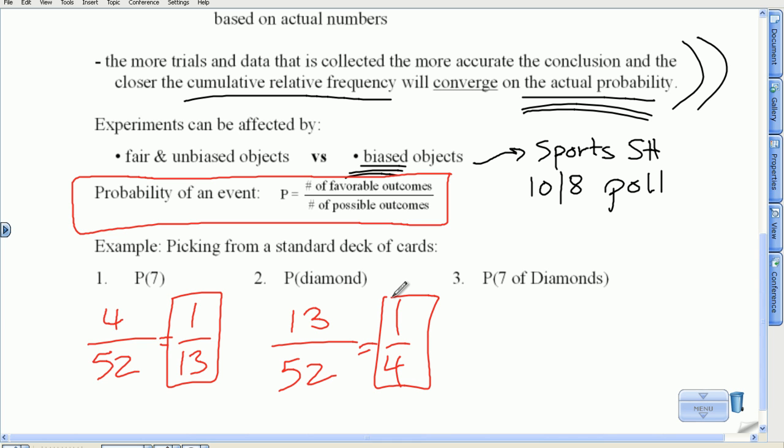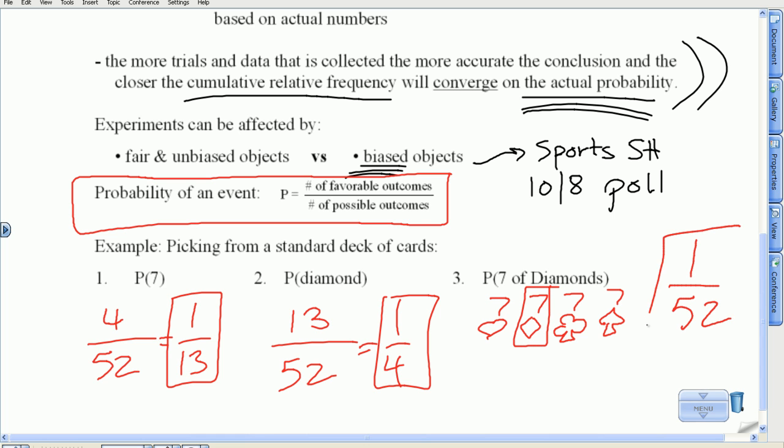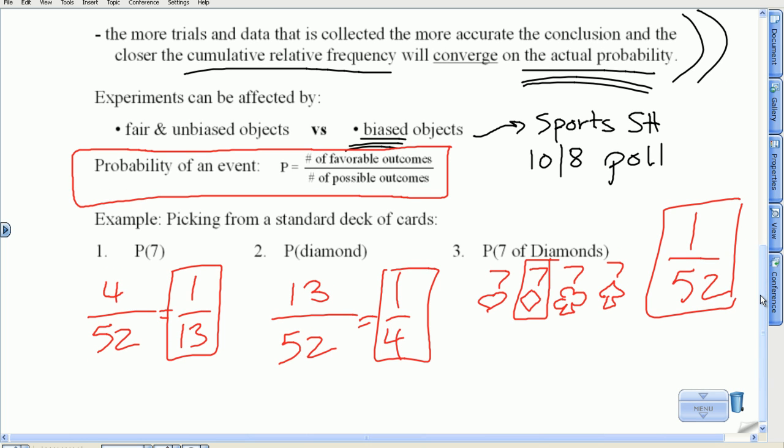Probability of the 7 of diamonds. Well, listen. There are 4 7s. There's a 7 of hearts. There is the 7 of diamonds. There is the 7 of clubs. And there's the 7 of spades. There is only 1 7 of diamonds in a deck of cards. 1 out of 52 would be the probability of getting the 7 of diamonds in a deck of cards.